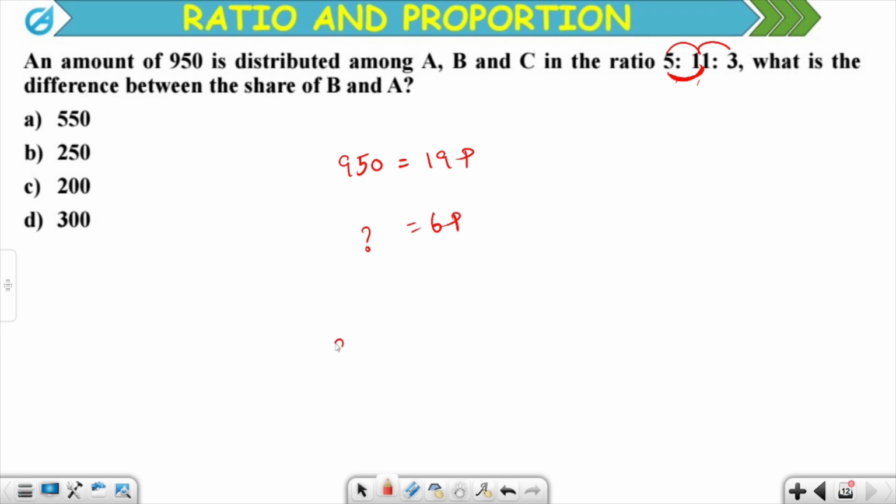Okay, cross multiply 950 into 6 by 19. One time and 50 times. So what is 50 into 6? 300. So difference between share of B and A is 300. Okay. Next.